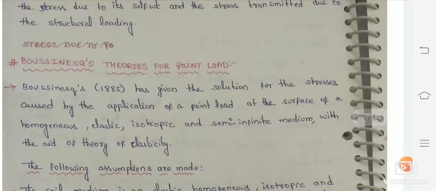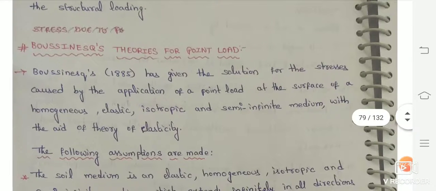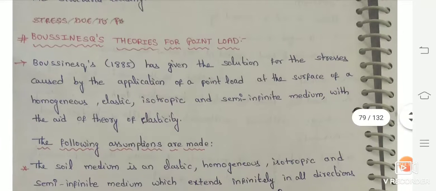Next we will be seeing Boussinesq's equation, that means Boussinesq's theory for point load. How does this theory apply to a point load? This Boussinesq theory, given in 1885, provides the solution for this application. For the point load, the surface which we take into consideration is homogeneous, elastic, isotropic and a semi-infinite medium also. And this is an elastic theory.